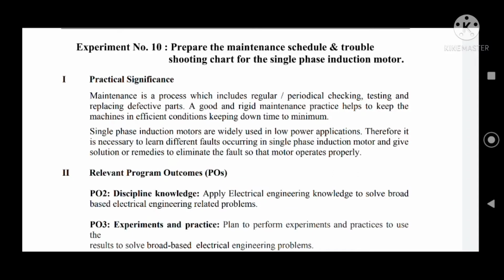My subject is maintenance of electrical equipment. So, in this video, you will learn about practical number 10, which is prepare the maintenance schedule and troubleshooting chart for the single phase induction motor.